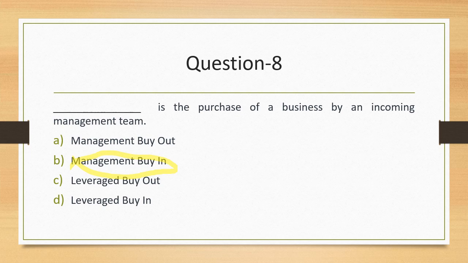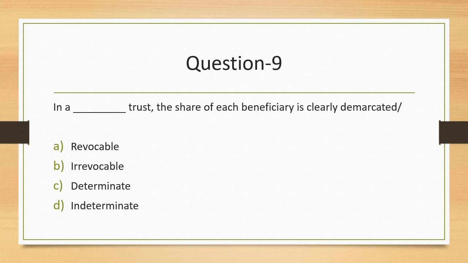Let us go to the next question, which is dash dash dash is the trust where the share of each beneficiary is clearly demarcated. What is that structure? So it's not revocable or irrevocable. It's simple. It's determinate. Determinate structure defines the share of each beneficiary.